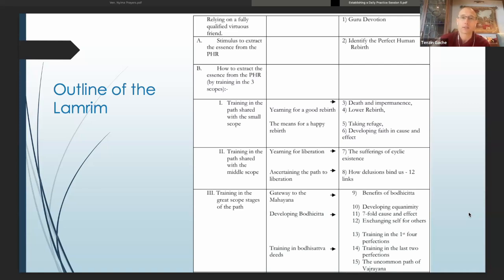That's the rest of the text. So it's divided into the 3 scopes. This is based on the text by Atisha that I mentioned last week. Atisha had divided the teachings of the Buddha into this stepwise manner of the beings of the smaller capacity, middle, and great, which is not actually 3 different people. It's one's own development. Oneself goes through these stages.